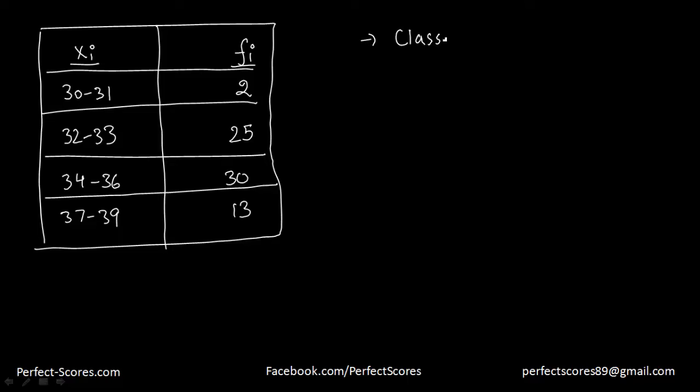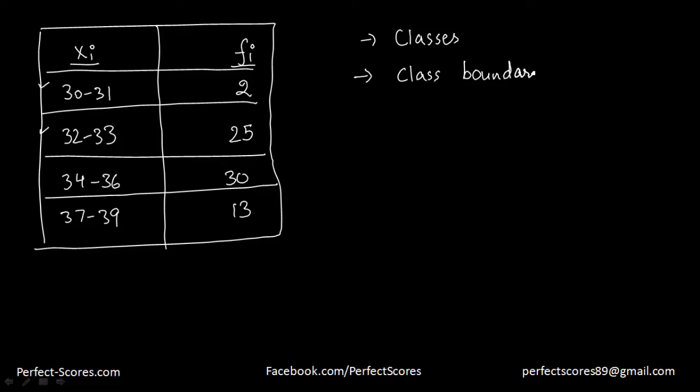Now the first thing that we're going to be discussing is the classes. What do you mean by classes? These things are known as classes. This is a class from 30 to 31, this is a class from 32 to 33, this is a class from 34 to 36, and this is a class from 37 to 39. Then you have something known as class boundaries.